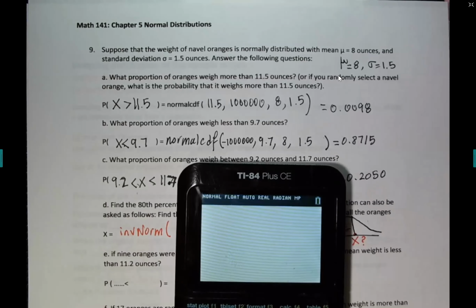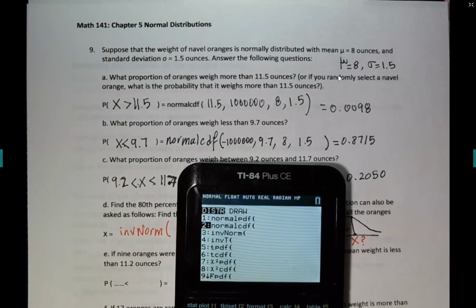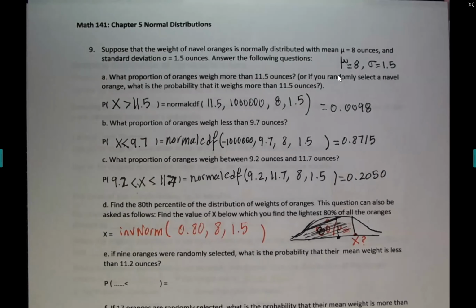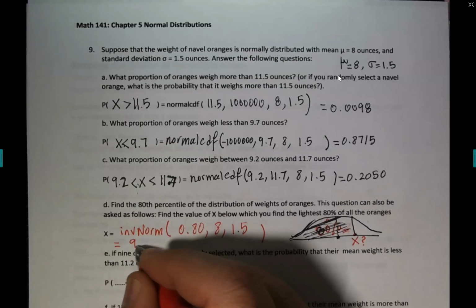So the first 3 parts were section 5.2. Part D was section 5.3, and then we're going to move probably to section 5.4 after this. Not normal CDF, inverse norm, sorry. 0.8. Mean is 8. Standard deviation is 1.5. And watch, guys. 9.26 ounces.